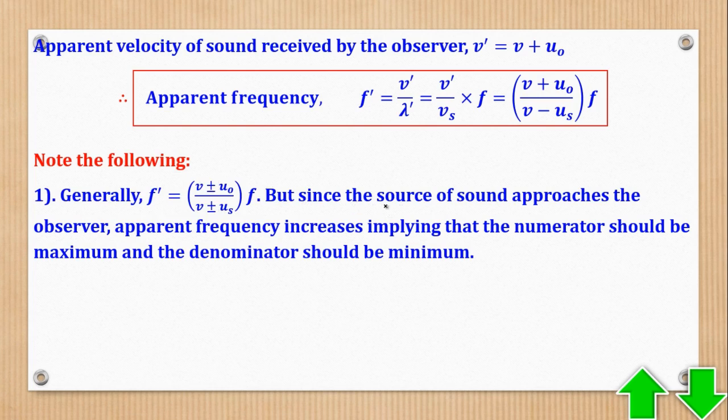You come over here and say that since the source of sound approaches the observer, the apparent frequency increases. For it to increase, it means that the numerator must be maximum and the denominator must be minimum. Okay, that is one. Then to remember, for the numerator to be maximum, it has to be a plus here. And for the denominator to be minimum, it has to be a minus here, which gives you this expression.